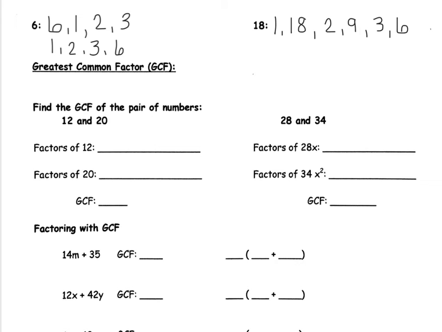What are the factors of 12? Well, we have 1 and 12. We have 2 and 6, and we have 3 and 4. Then let's look at the factors of 20. We have 1 and 20. We have 2 and 10. And then we have 4 and 5.